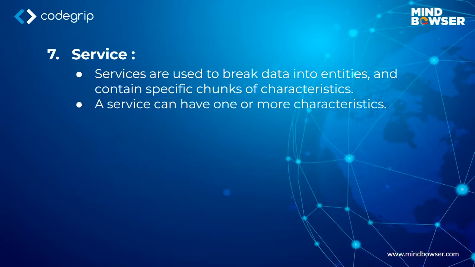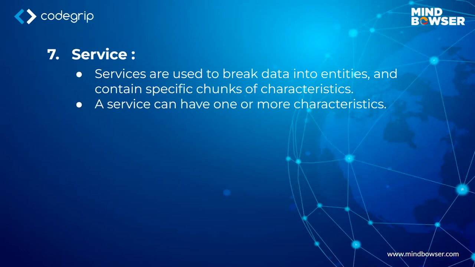And then we'll see the most important part, services. Services are used to break data up into logical entities and contain specific chunks of data called characteristics. A service can have one or more characteristics, and each service distinguishes itself from other services by means of a unique numeric ID called a UUID. So by using the UUID, we can identify which service we want to use, and accordingly we perform operations on that. So what are the operations? We'll see.